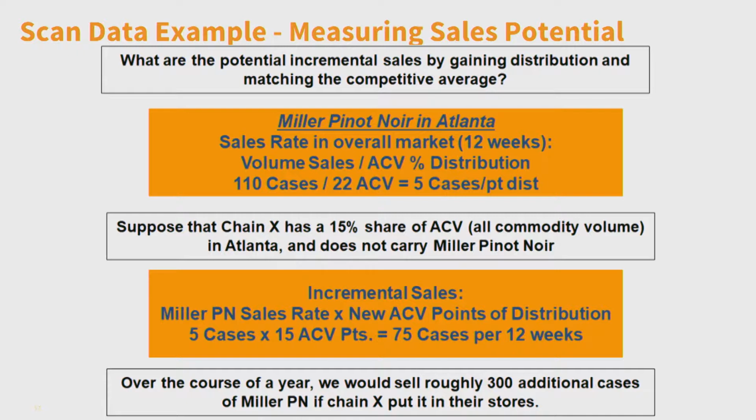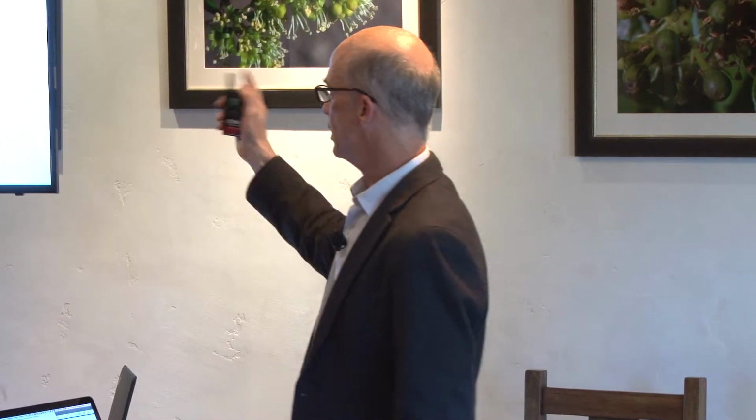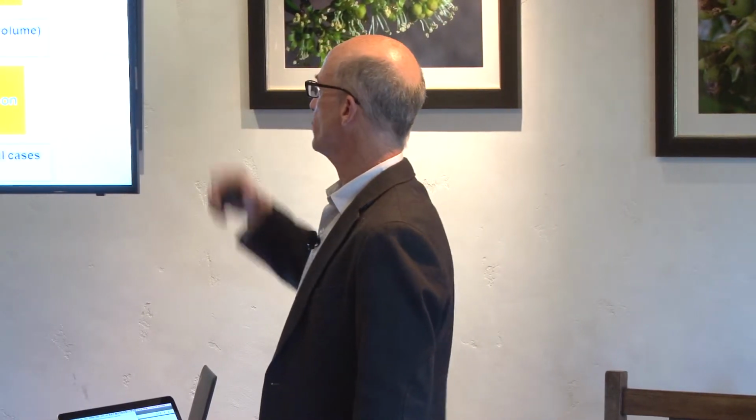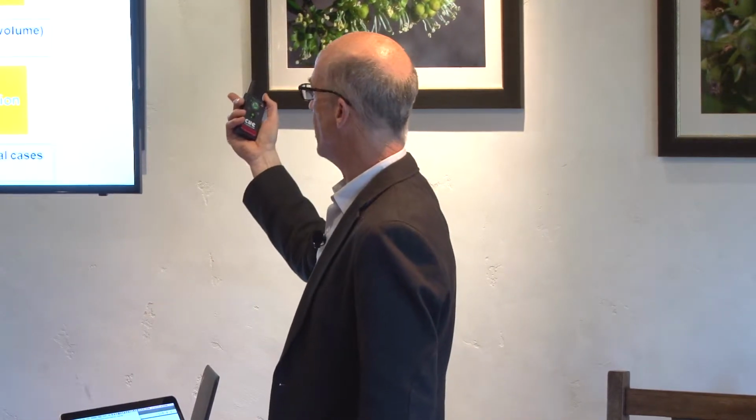So we take a look at the sales rate in the overall market for Miller's Pinot Noir, and we look at the volume sales in, say, 12 weeks, 110 cases, and we divide it by what they call ACV, percentage distribution. Think of that as just the percentage of stores that you're in. ACV is just a way of weighting the stores for their size, but essentially it's percentage store distribution. So we have 22 points of ACV, and we end up with 5 cases per 1% distribution.